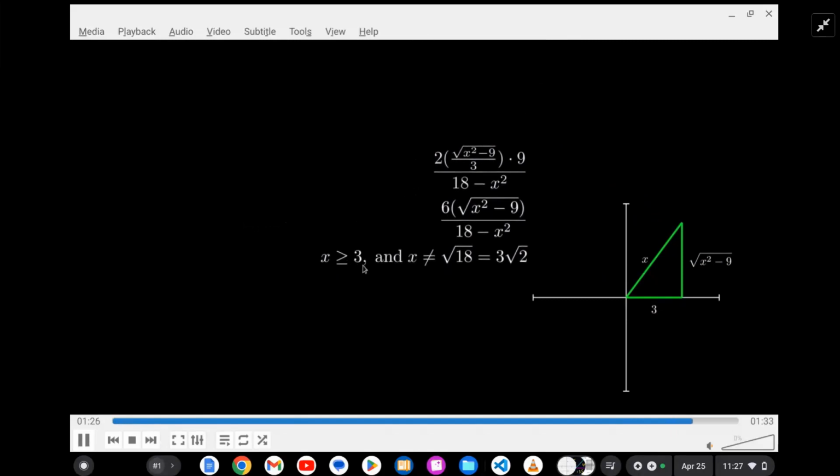x must be greater than or equal to 3. Okay. And also, x cannot be the square root of 18, because that would give us 0 in the denominator here. That's 3 times the square root of 2. That's when this angle is pi over 4, right? So those are the 2 limitations on x. x must be greater than or equal to 3. Cannot be equal to 3 times square root of 2.